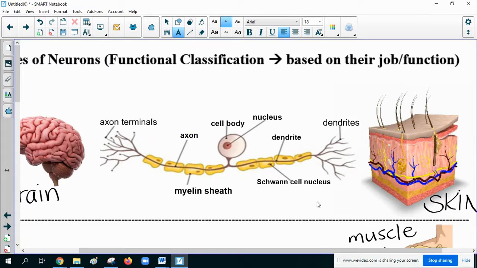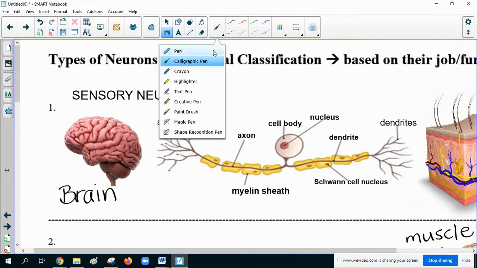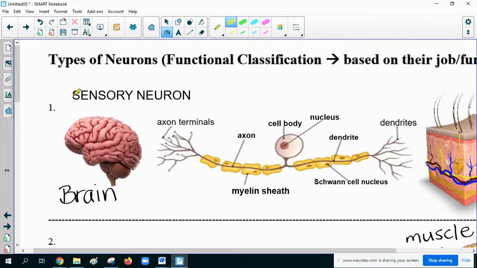Okay, so what is up with this neuron? It's different than what we learned before. And the reason is because this type of neuron is specially designed to be a sensory neuron. And so number one of the types of neurons is called a sensory neuron. And I'm going to highlight that so it stands out so it's easy to see. A sensory neuron. This is what sensory neurons look like. They have their cell body in the middle. Isn't that so weird?